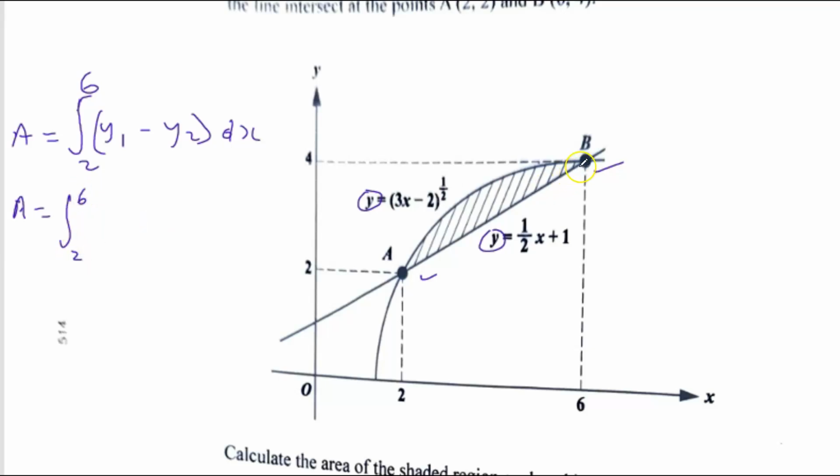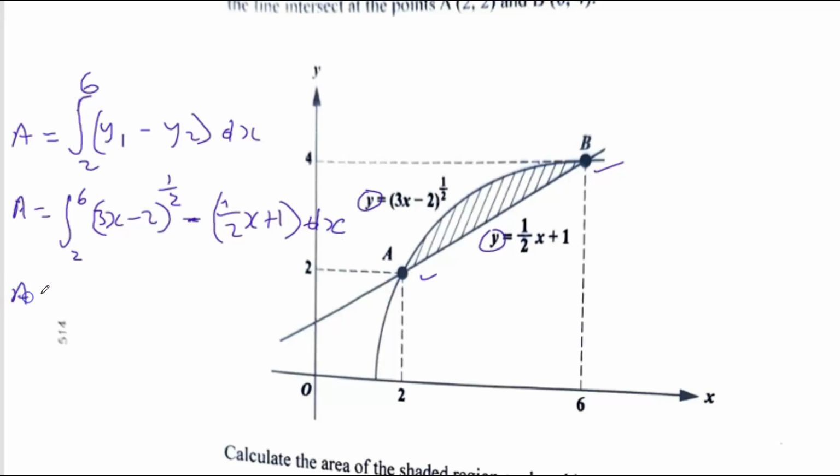the y function here is the curve (3x minus 2) raised to the power half. So that's (3x minus 2) to the power half, minus, and the other function is half x plus 1. So minus (half x plus 1) dx. This is what we need to find now.